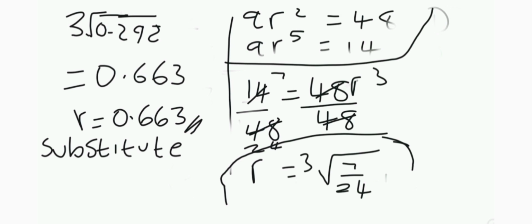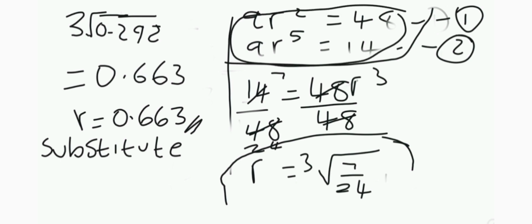Now, remember our equation 1 and equation 2. We said a r raised to the power 2 is equal to 48, and a r raised to the power 5 is equal to 14. So equation 1 there and equation 2 here. Is it not very, very simple? Okay. So now, which of the equations should we make use of? 0.663. Okay, equation 2.